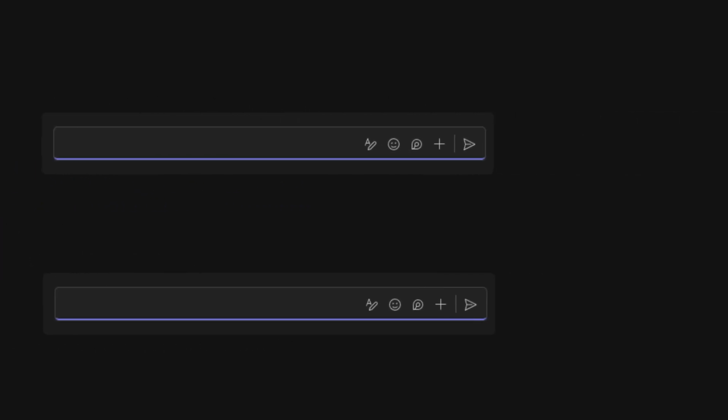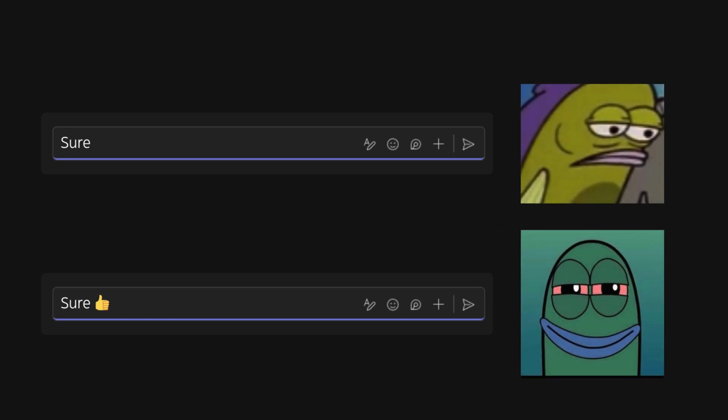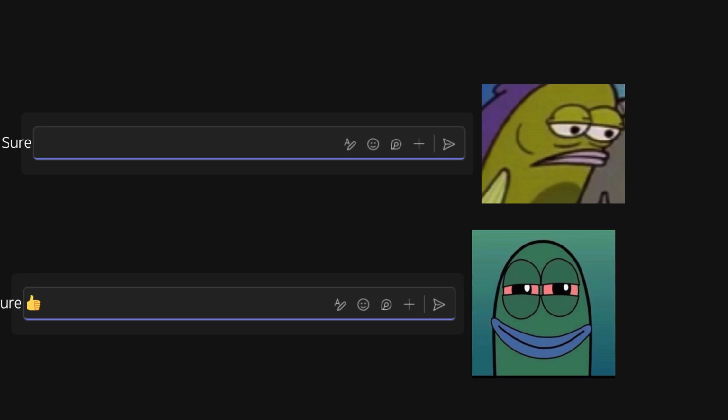Emojis are essential to modern day communications. It goes without saying that "sure" is extremely passive aggressive, but "sure" with a thumbs up seems a lot more lighthearted. Now for the developmental quirks.